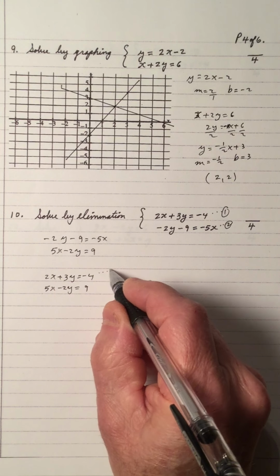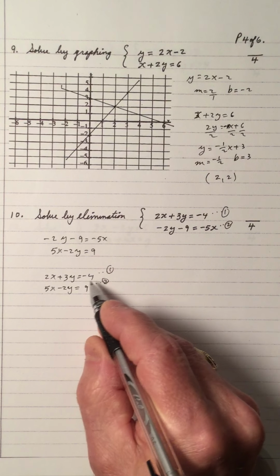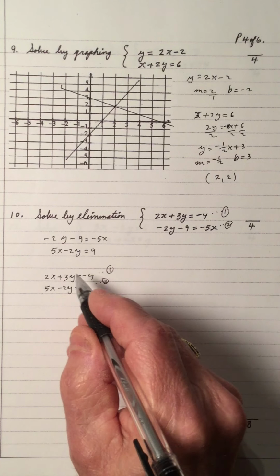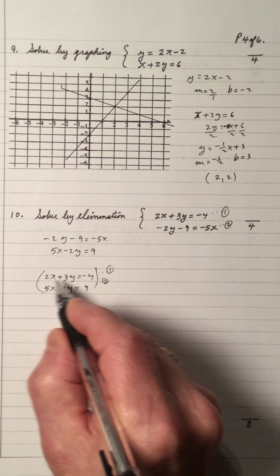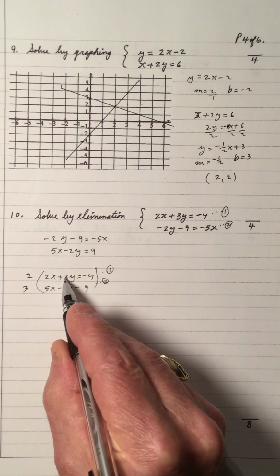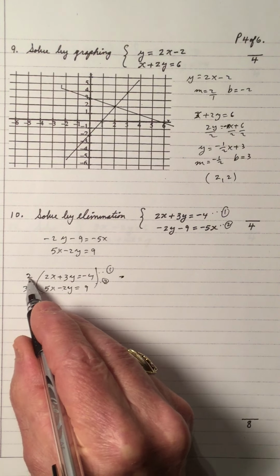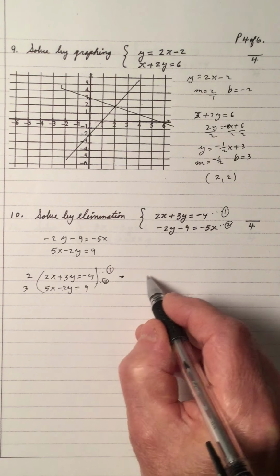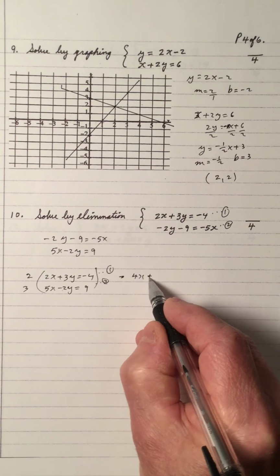Now, this is equation 1 and this is equation 2. I want to solve by elimination, and notice these are plus and minus, so I'm going to multiply this one by 2 and this one by 3. Because they're plus and minus, I don't need a negative. When I multiply 2 by each of these terms, I get 4x plus 6y equals negative 8.